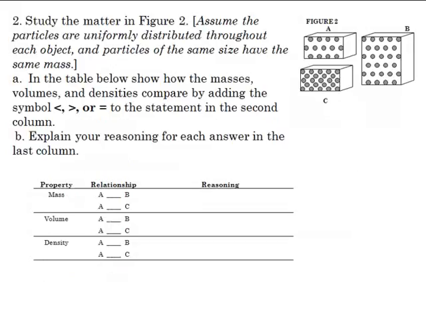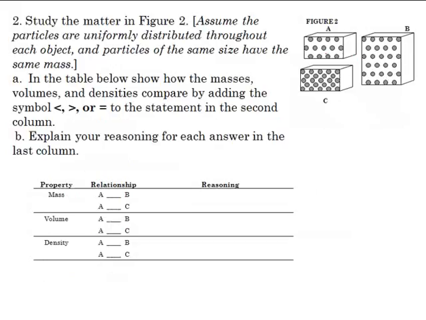Same thing for Figure 2. We're going to compare again mass, volume, and density. So here we have A, B, and C. So the mass of A, the size of the particles are the same.